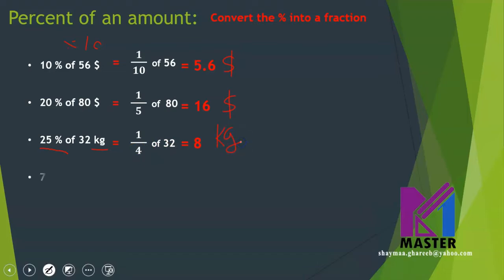Then, next question, 75% of 40. What is the meaning of 75%? It's the same as 3 quarters. So 3 quarters of 40. Let's do it. 40 divided by 4 equals 10. 10 times 3 equals 30, and the unit is kilogram.